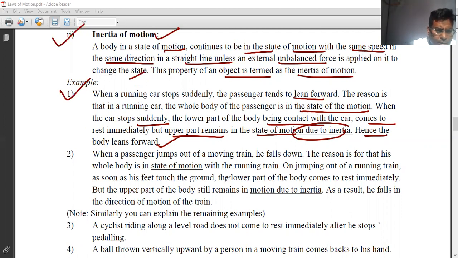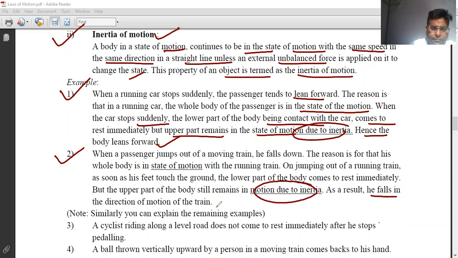Next one is when a passenger jumps off a moving train, he falls down. Okay. The reason is that his whole body is in the state of motion with the running train. On jumping out of the running train, his feet touch the ground, the lower part comes to rest, but the upper part remains in motion. That's why he falls down.